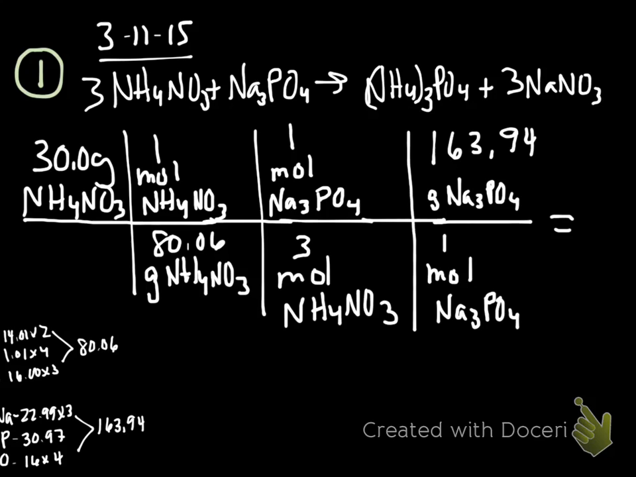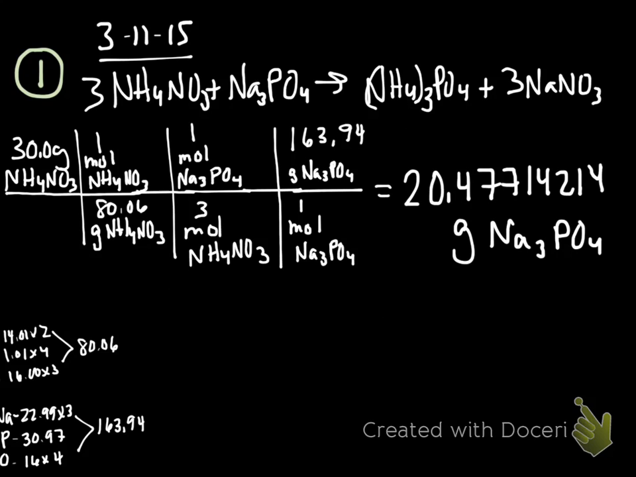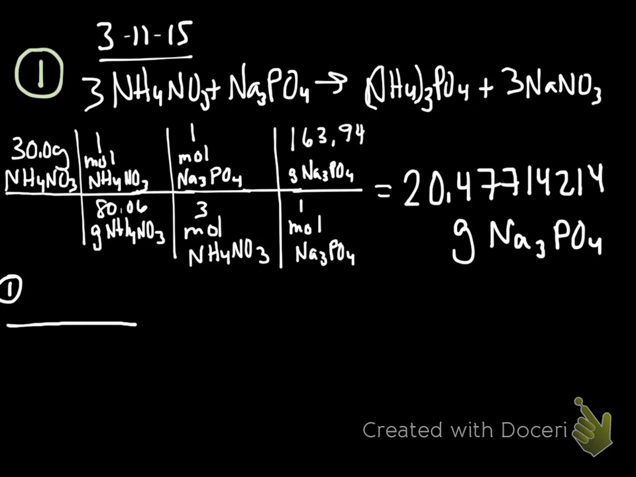So now you're ready to do some math. Who's got a raw number for me? Okay, so for our raw answer we get 20.4771414 grams of sodium phosphate. What does it mean? This is where your sentence comes in handy. So I'm going to go ahead and just write the sentence and then fill it in.